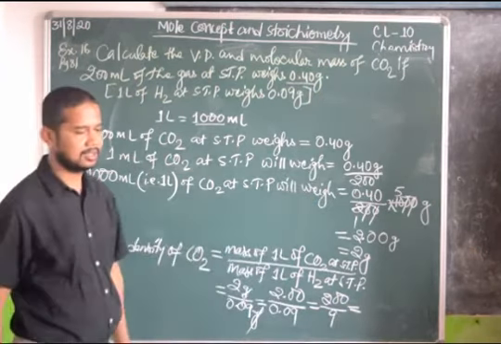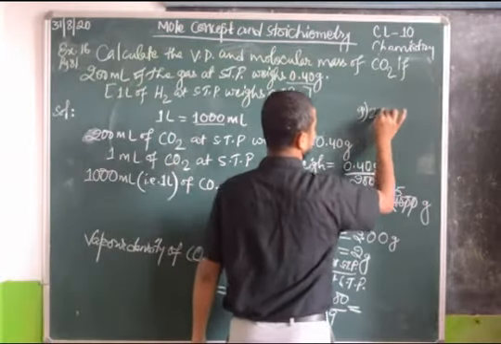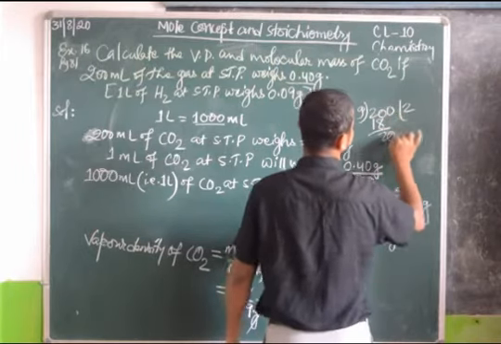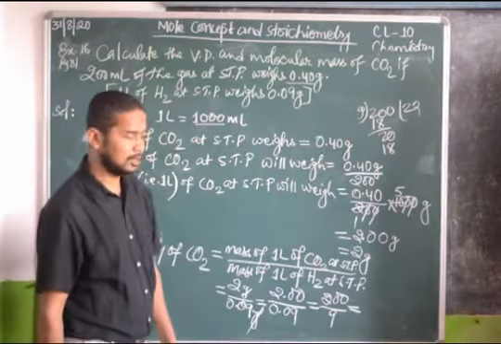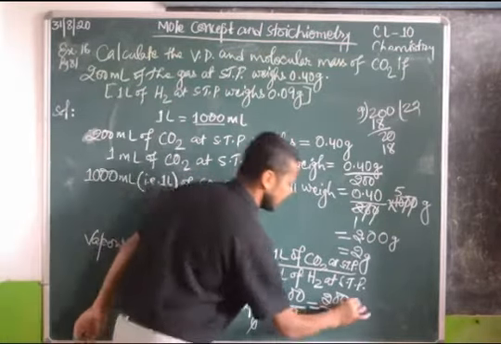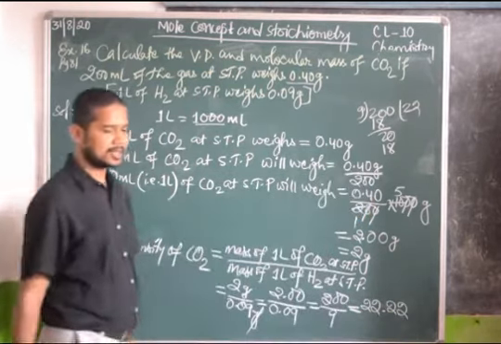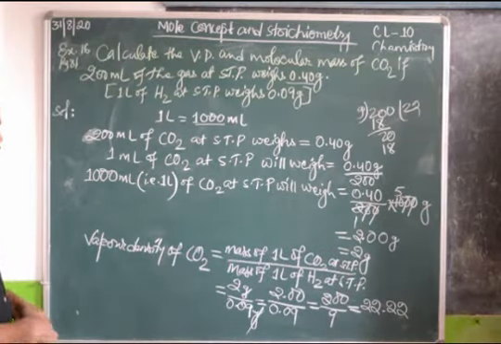Now you divide 200 by 9. 9 twos are 18, 20, 9 twos are 18. That means you will be getting a non-terminating repeating decimal, 22.22. So the vapor density of carbon dioxide is 22.22.